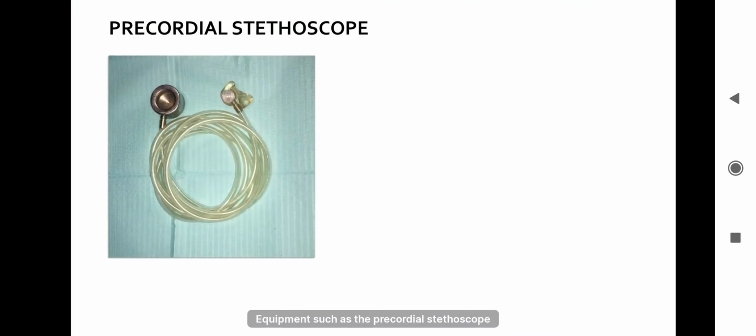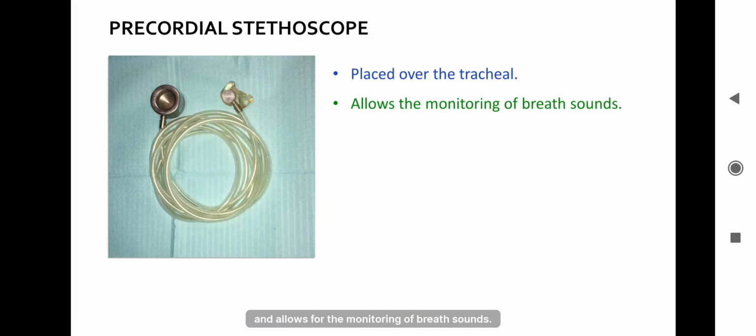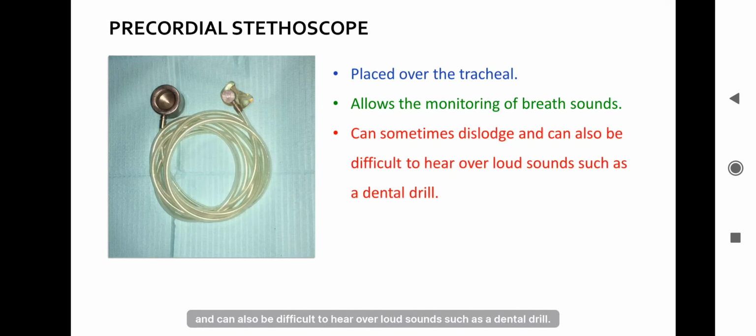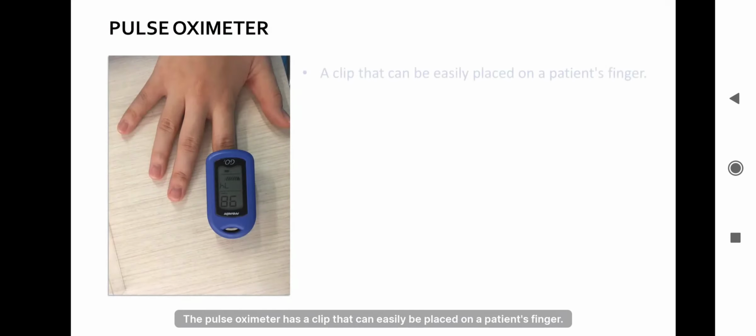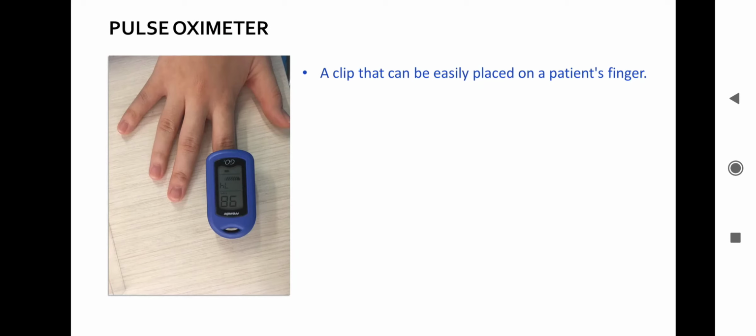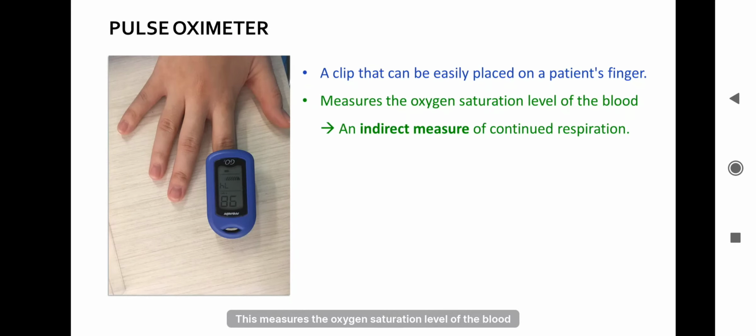Equipment such as the precordial stethoscope is placed over the trachea and allows for the monitoring of breath sounds. However, this can sometimes dislodge and can also be difficult to hear over loud sounds such as a dental drill. The pulse oximeter has a clip that can easily be placed on a patient's finger. This measures the oxygen saturation level of the blood and is an indirect measure of continued respiration.